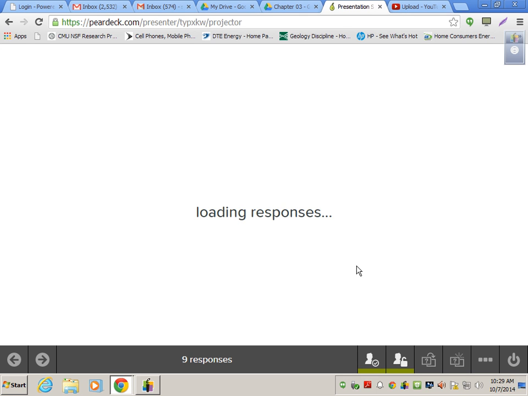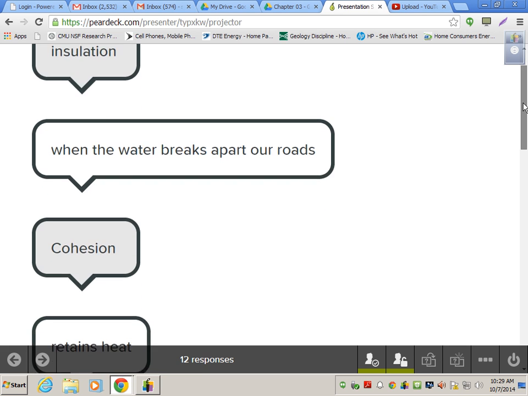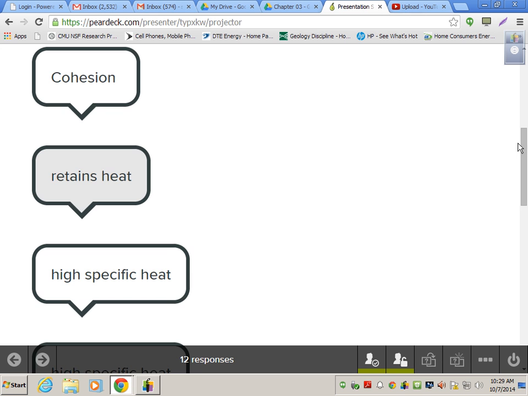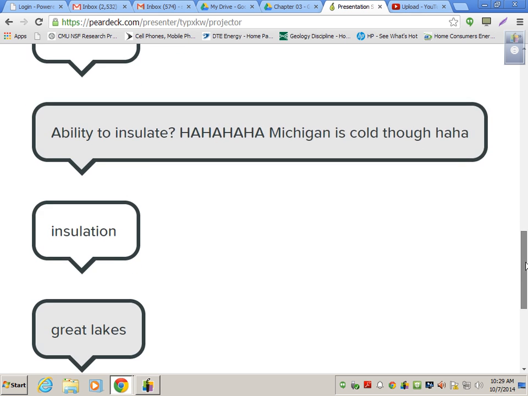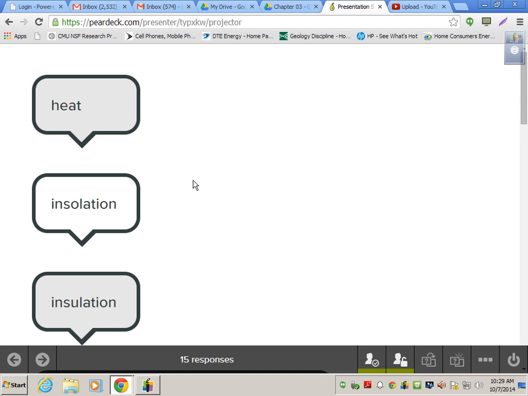Let's see what we're coming up with. Retains heat, high specific heat, insulation, yep. So I like that you've identified the high specific heat and the insulation.